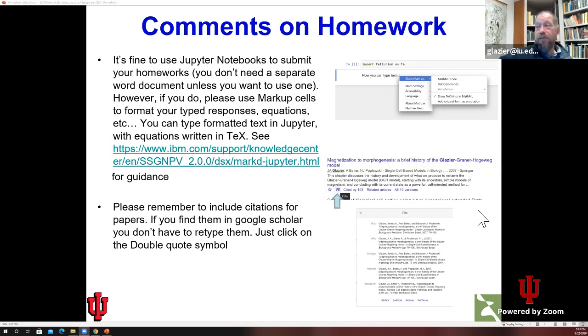Zotero, unfortunately, is not available for Word. So if you're in Word, you could use something like EndNote otherwise. I don't know if anybody is a tech enthusiast. I'm not a particular tech enthusiast, but if you use Overleaf, then you can export citations from Google Scholar as BibTeX.